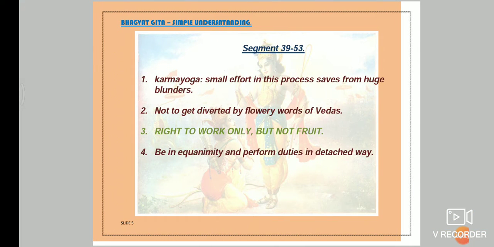And again in Karma Yoga also, Krishna will explain to Arjuna how to attain equanimity through his work. So in Karma Yoga, in shlokas 39 to 53, Karma Yoga is explained. Krishna starts with a verse where he basically glorifies Karma Yoga, and says that a small amount of progress made in this yoga, the process of Karma Yoga, will save a person from the greatest blunders in his life. So that is the glory of Karma Yoga.